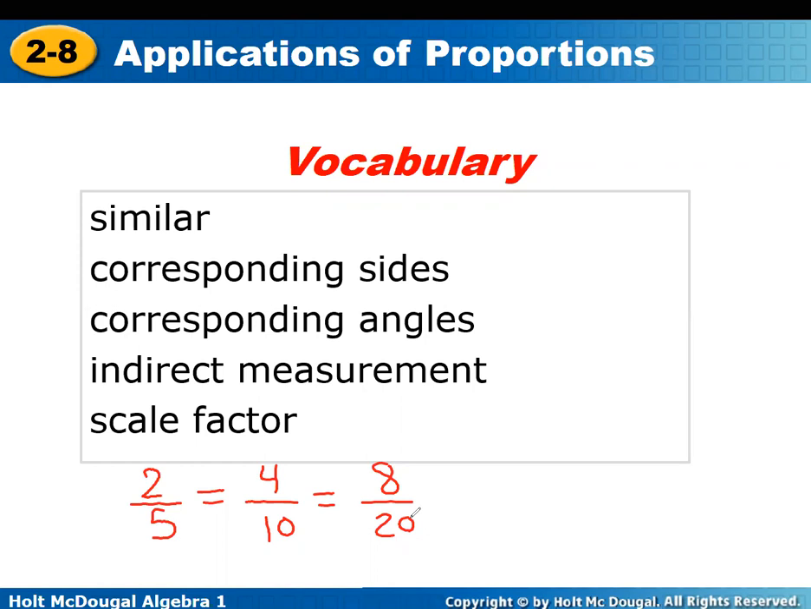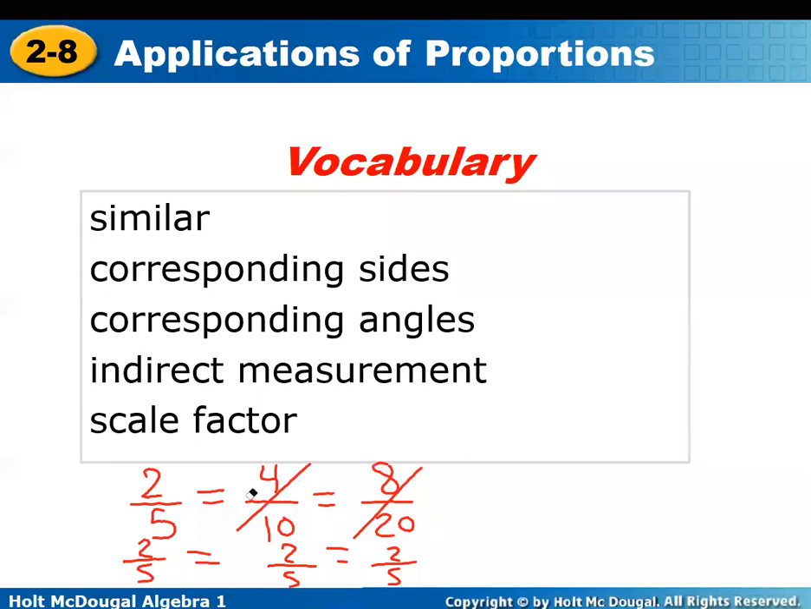If I simplify 4 out of 10, it will be 2 out of 5. If I simplify 8 out of 20, it will be 2 out of 5. And the first one, the original, was 2 out of 5. Then these fractions now represent proportions. Proportions means equality of two or more ratios. You got the idea?